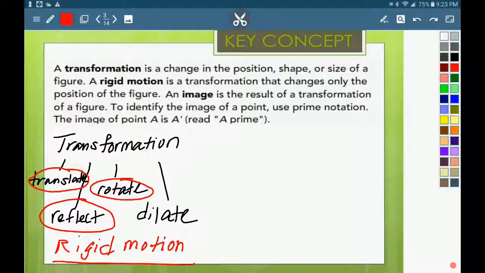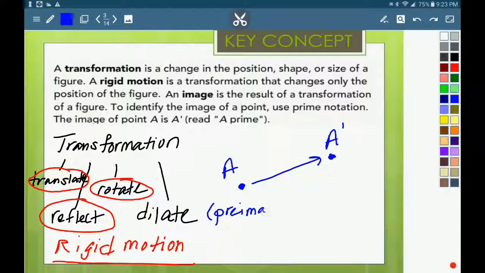Okay, the next word says an image is the result of a transformation of a figure. To identify the image of a point, use prime notation. So if I were to just plot some point down on a coordinate plane and call it A, and let's say it moved over here, diagonally, I would say that this is A prime. The original point is going to be called the pre-image. Pre meaning before. And then the point where it goes to is going to be called the image.